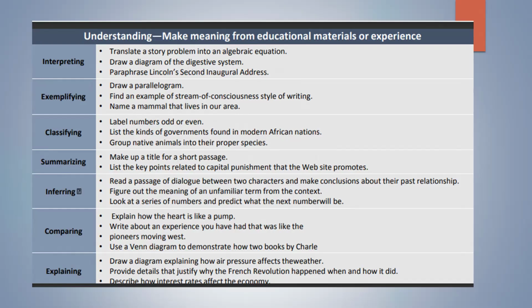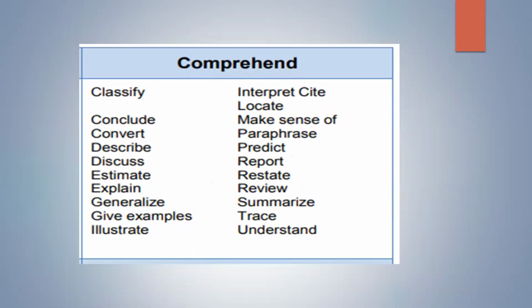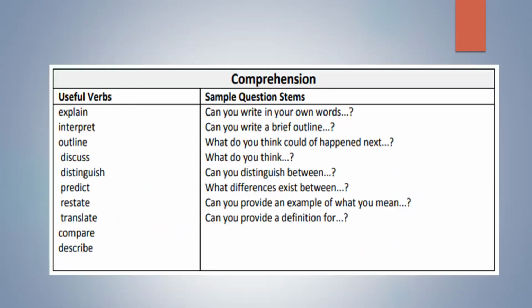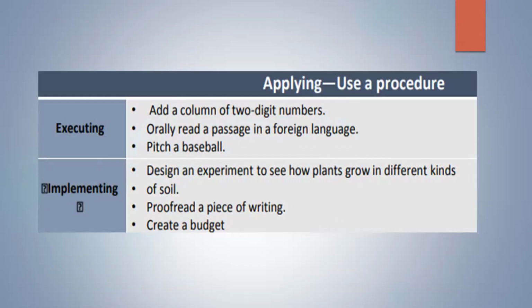Classifying: label numbers odd or even, list the kinds of garments found in modern African nations, group native animals into their proper species, make up a title for a short passage, list the key points related to capital punishment that the website promotes. You can see all of the examples written here. Moving forward, these are the verbs. I will quickly move forward. You just need to go through them. I hope the topic is already clear to you.